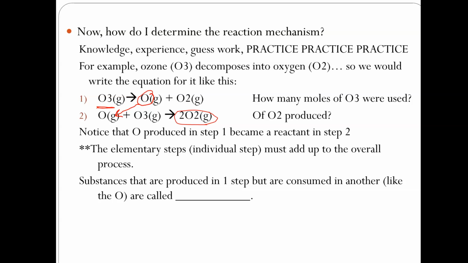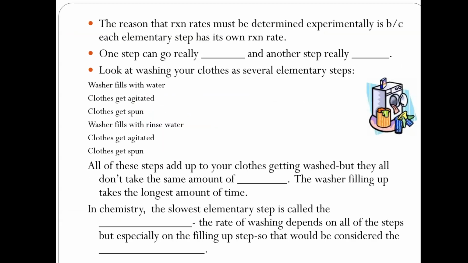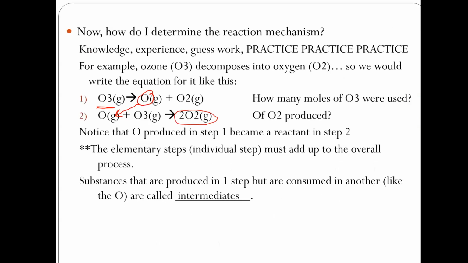The individual steps are called elementary steps, and they have to add up to the overall process. So what that means is that the substances that are produced in step 1 that are consumed in the next step, like this oxygen, for example, produced in step 1 and consumed in step 2, that is called an intermediate. So that intermediate is what is produced in the first step and consumed in the second step.